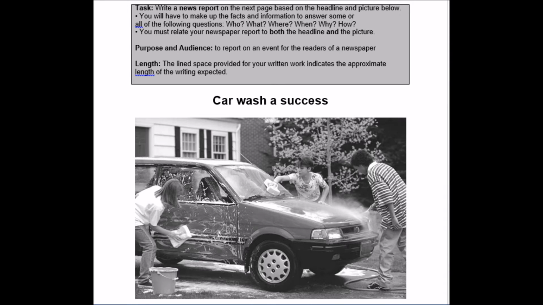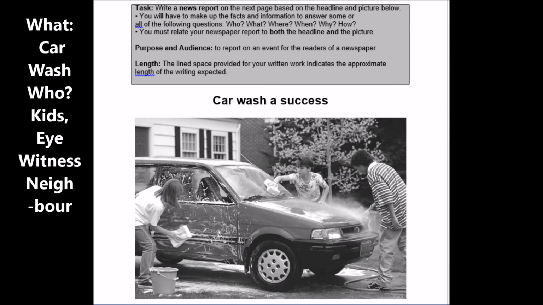So in conclusion, looking at this, we've got some very specific clues and information, like for example, car wash a success, that's our what, but we still have quite a lot to brainstorm. Who are we going to interview, for example? Obviously one of these kids, I guess, but who else could we interview? Perhaps an eyewitness neighbor, someone who got their car washed. You can put their statements as quotations within the final paragraph, paragraph 3.